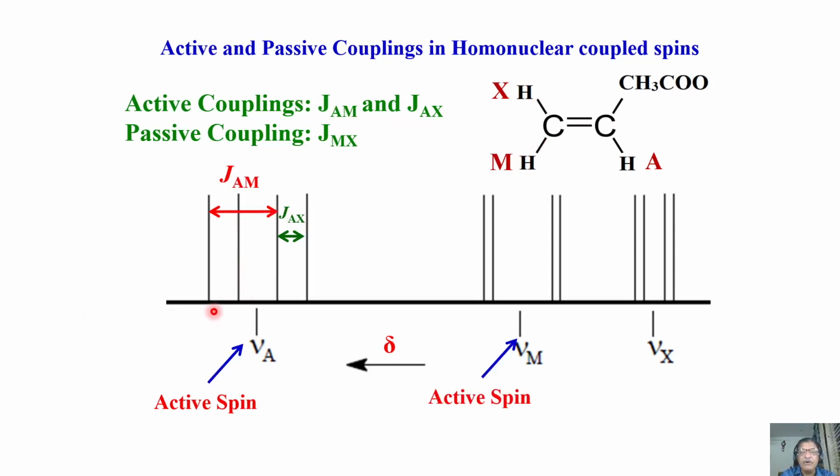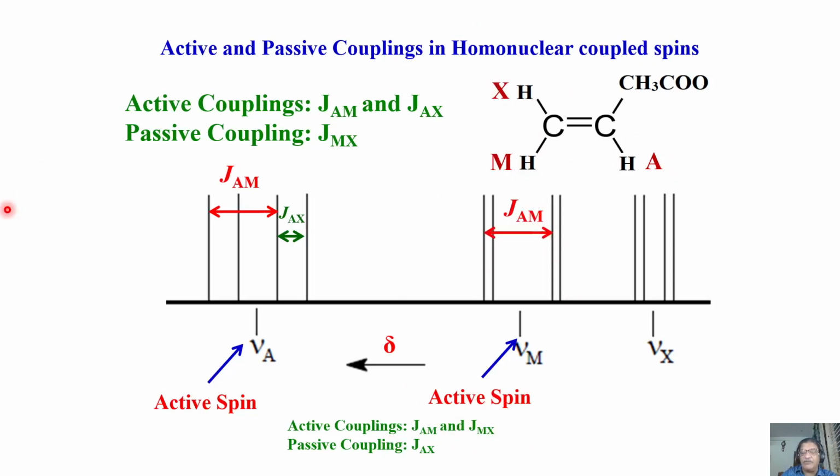Go further. At the chemical shift of M, what is the active spin? M is the active spin. So what are the couplings you see at this site? Coupling between active and passive spins. So these two are the passive spins. So I get J AM coupling and J MX coupling here. What about J AX coupling? That is passive. You don't see that. See, in this case, active couplings are AM and MX, you will see, and passive coupling is AX, you will not get here.